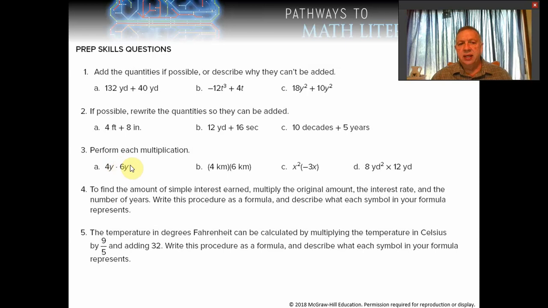Multiplication is okay. Y times y is y squared. 4 times 6 is 24. So these things we can do. Kilometer squared is an area measurement. Minus 3x cubed. And then 8 times 12 yard cubes, that's a volume measurement.